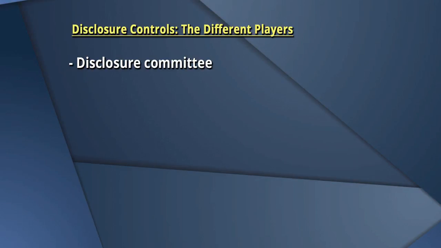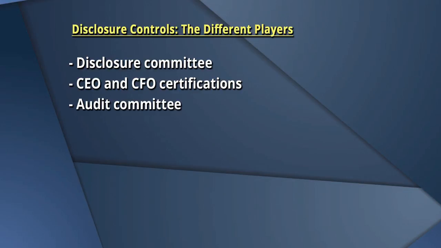If you step back and look at the different players that you have to focus on with respect to controls, you've got the disclosure committee, you've got the CEO and CFO and their certifications, you have the audit committee, and you have the auditors. Starting down that list, your disclosure committee obviously covers disclosure controls and needs to have the appropriate procedures within their documented list of procedures that they're following to cover the non-GAAP measures.